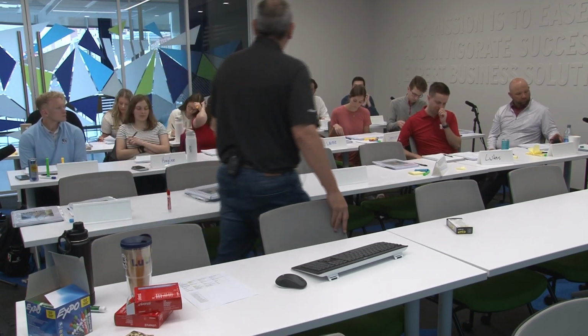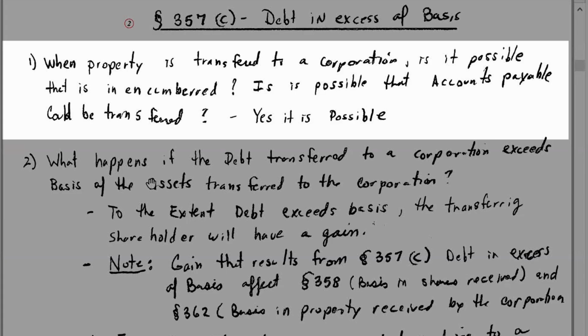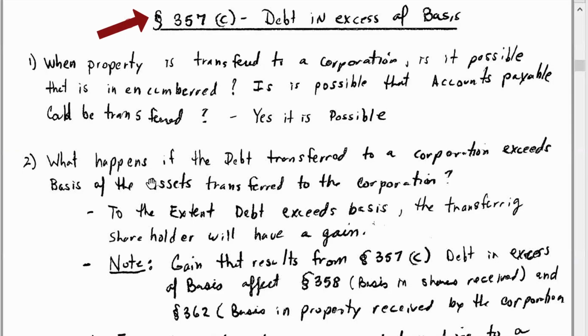Lucas, hold on, who did the last one? Jimmy. Who would you like calling, Jimmy? Sam. Hey Sam. Let's just say when property is transferred to a corporation, is it possible that it is encumbered? Is it possible that accounts payable could be transferred? Yes, it is possible. Okay, so earlier I said the starting point was where, Sam? 351. My next stop is where? 357C. And why is my stop at 357C? Because I have to see if there's a gain.